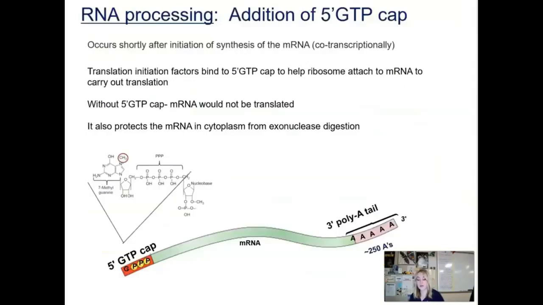So addition of 5' GTP cap occurs shortly after the initiation of synthesis of mRNA. So it's basically a co-transcriptional process. So the GTP cap is at the 5' end, and you can see it has 3 phosphate groups, and then this guanine is actually methylated here. The reason we need that is this cap is going to be necessary for translation so that ribosomes can attach to mRNA and carry out translation. So in other words, without this cap, translation is not going to occur.